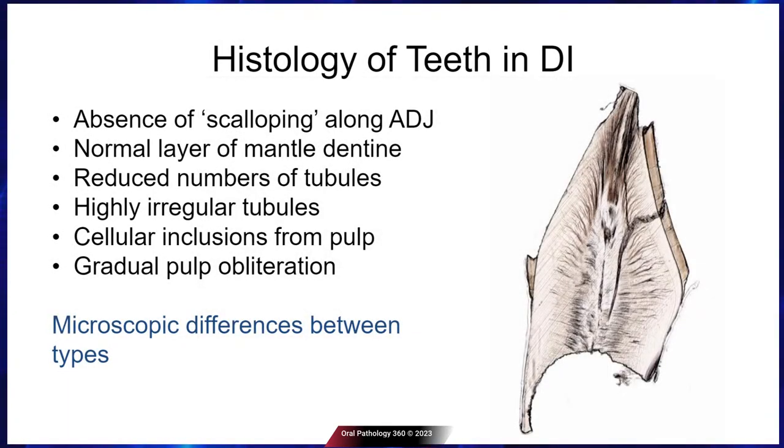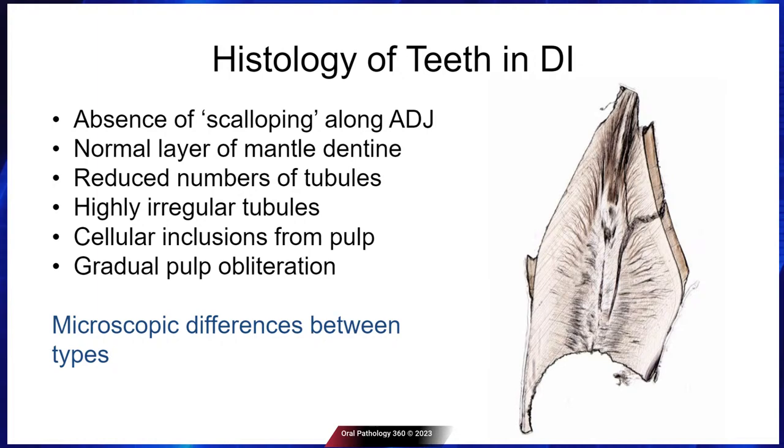The histology of these: although in many cases you can make the diagnosis of DI without having to resort to histology, there tends to be an absence of scalloping along the amelodentinal junction. Now, that is very important in the mechanical link between the enamel and the dentine, and part of that lack of scalloping reduces the mechanical retention, hence the enamel is easily lost. There tends to be a relatively normal layer of mantle dentine, although it is quite often hypotubular. And then throughout the rest of the dentine, it is like that. They are hypotubular. The tubules are irregular in their shape, in their size, and in their contour. And there are cellular inclusions from the pulp, and when the pulp is shrinking down, there are small remnants of pulp which are found there, and eventually you get pulp obliteration. And there are differences between the types, as I'm going to show you.